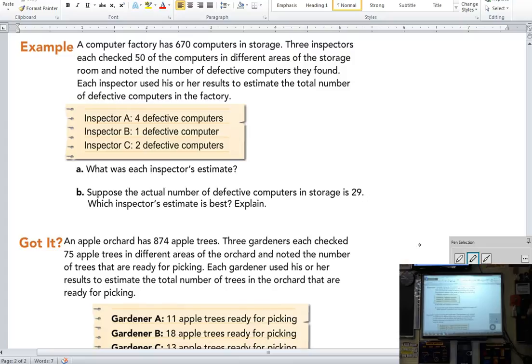Alright. So now, let's say we've got Jaslyn, Elena, and Whitney working at a computer factory. So they are now tech gurus. They're out in Silicon Valley making lots of money. And they are inspecting a new device that they're rolling out, a new computer. Now, it's got 670 in storage. And each of the inspectors checked 50. So each of them made a sample that was 50. Each inspector used his or her results to estimate the total number of defective computers in the factory.